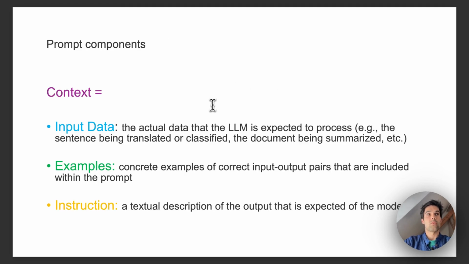So what is the prompt, or what are prompt components? We can think of this in general as a context that we provide to the model. So everything that we put into the model can be seen as the context, and there we can identify different specific things. So for example, we have the input data that needs to be processed. This could be a sentence that needs to be translated or classified, or a specific document that needs to be summarized, for example, like a blog post, maybe something like that.